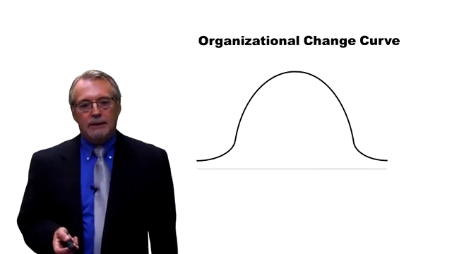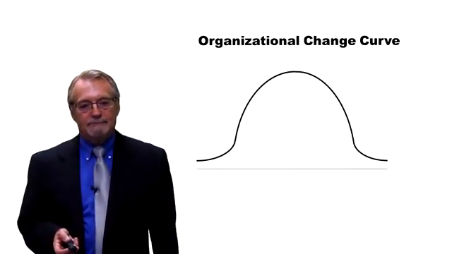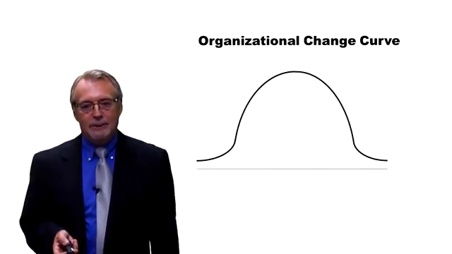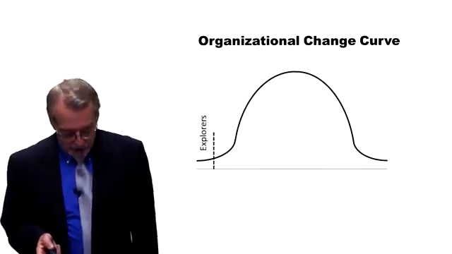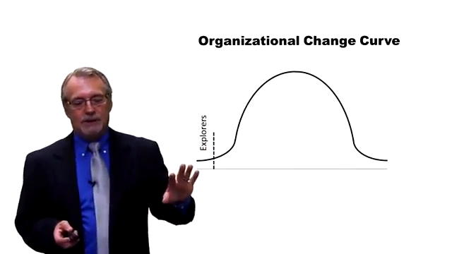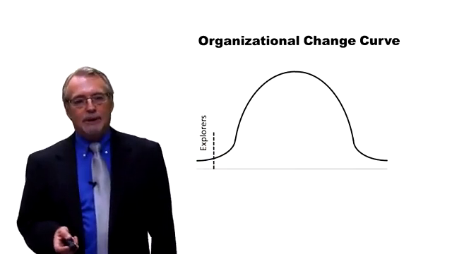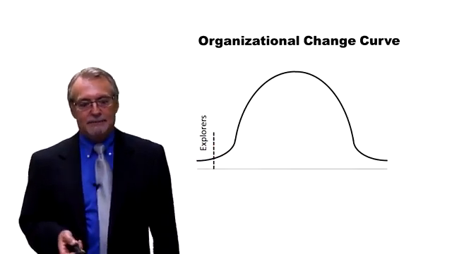Let's take a look at this organizational change curve. What does this look like? Well, in our organization, this is our organization here, and everybody in the organization, and they're going to fall into some groups. One of them will be a group called the explorers. These are the people that are out on the leading edge of any kind of change. These people like change so much that they'll just go change things just for fun. They just think it's fun to change things.